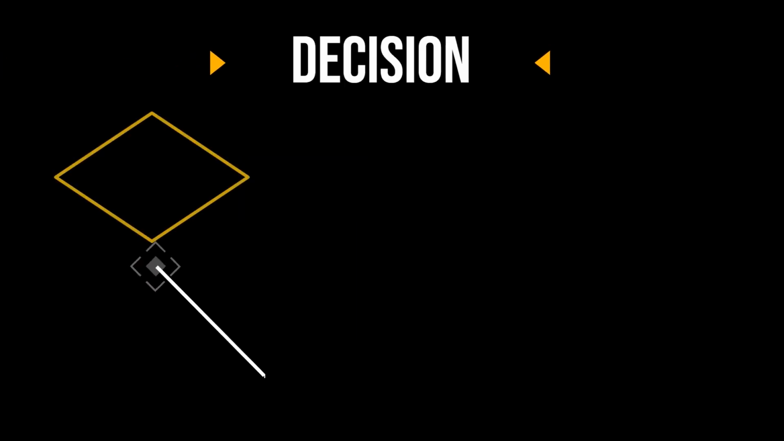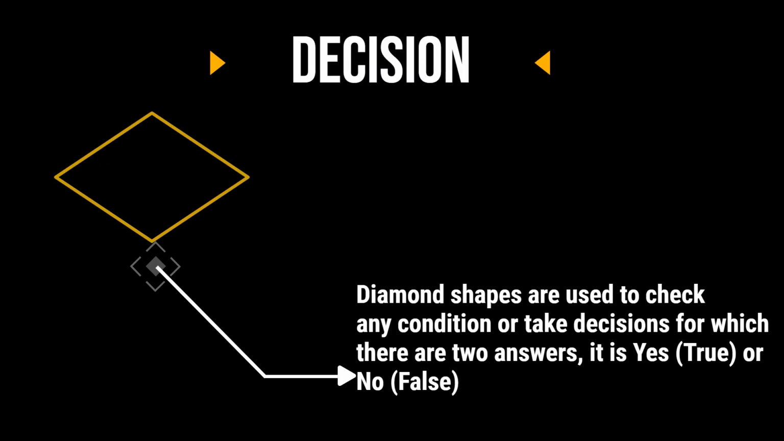The fourth symbol is the decision symbol. Diamond shapes are used to check any condition or take decisions for which there are two answers. It is yes, that means true, or no, that means false.